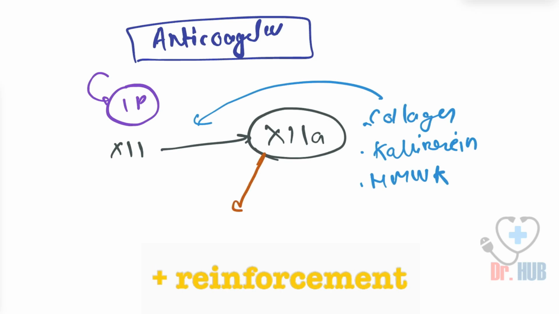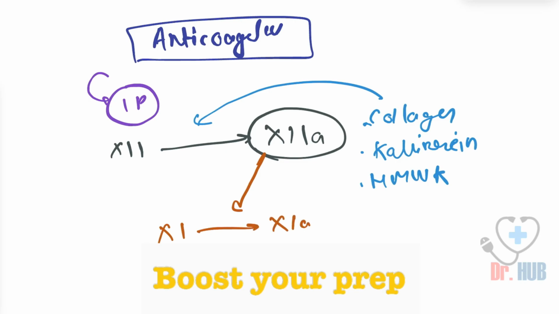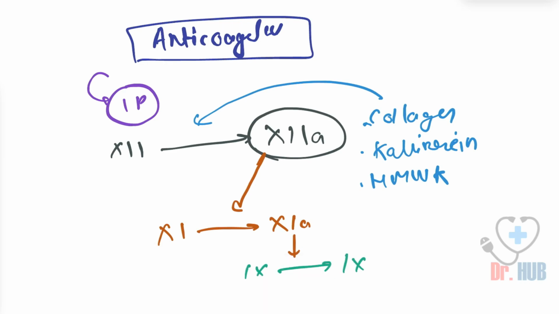And then this 12A helps in the conversion of 11 to 11A. So 12 and then 11. 11A helps in the conversion of 10 to 10A, and 10 to 10A is done. And what is added here? Calcium is added here, as it is required in this process.